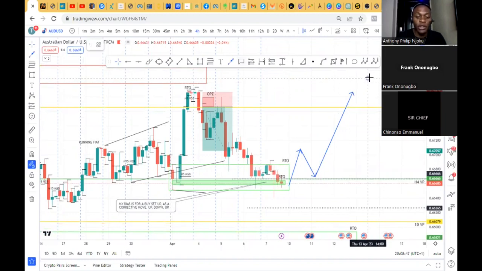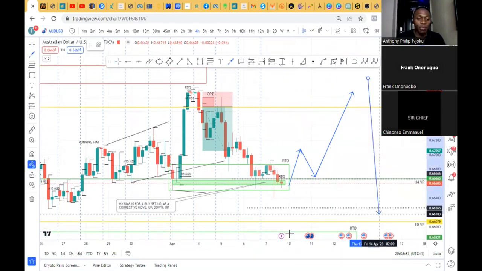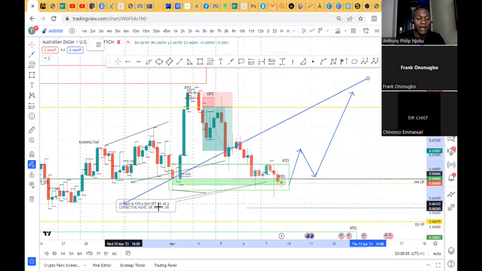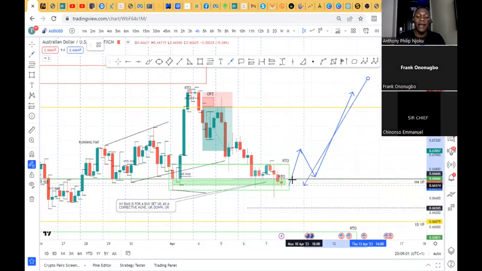Over here on AUD/USD, it is currently on an H4 validation point, but over here we have a 1-day validation point. I said my bias is for a buy setup as a corrective move, up, down, up. So you can see it here. The buy setup is going to be very complex, which is an up, down, up move. So we have this 1-day validation point.